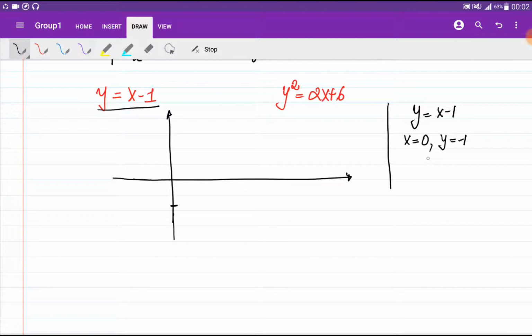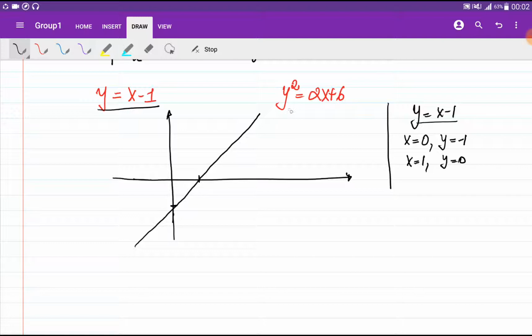And for the second point, I will give y to be equal to 0. If I give y equal to 0 in this equation, it gives me x is equal to 1. So the second point will have the coordinates 1 and 0. And by making the line which passes through these two points, I can find the graph of this line.